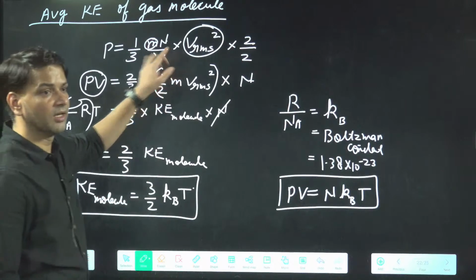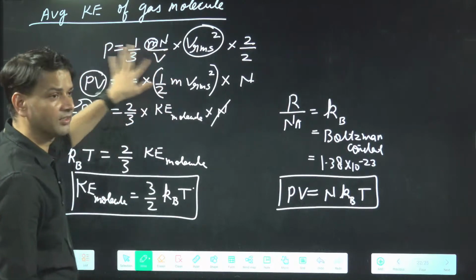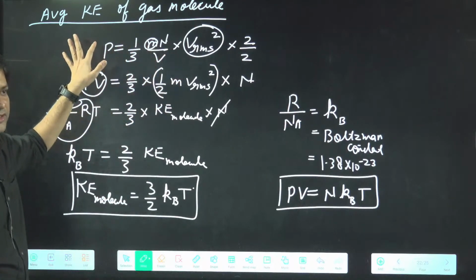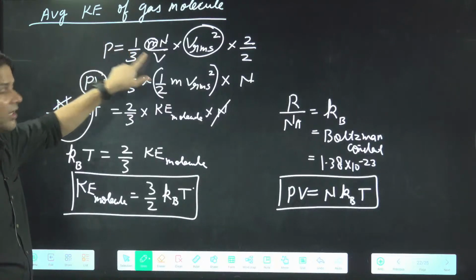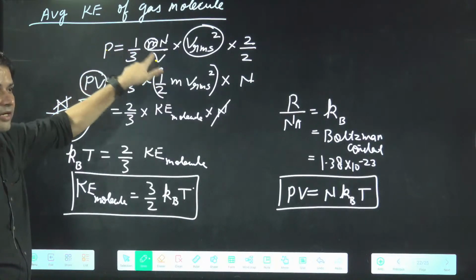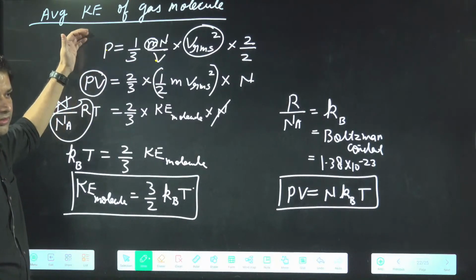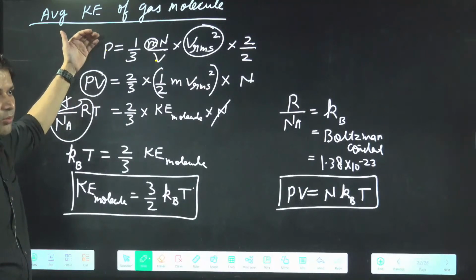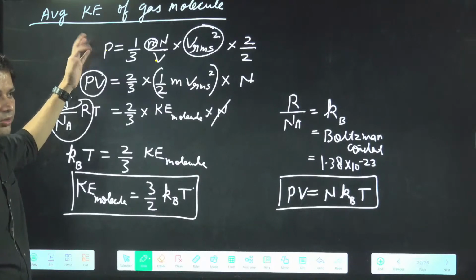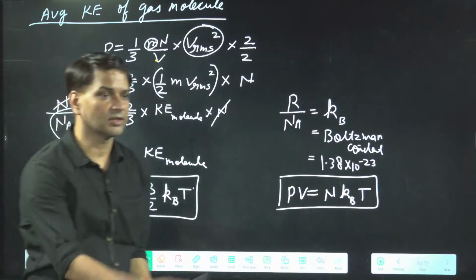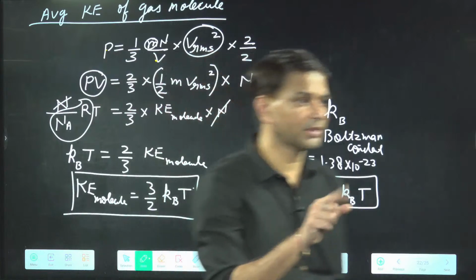Here you can see this PV. PV I can write as PV is equal to nRT. And what is n? Number of moles, so number of molecules upon Avogadro number. Yes or no? I need the VRMS formula.